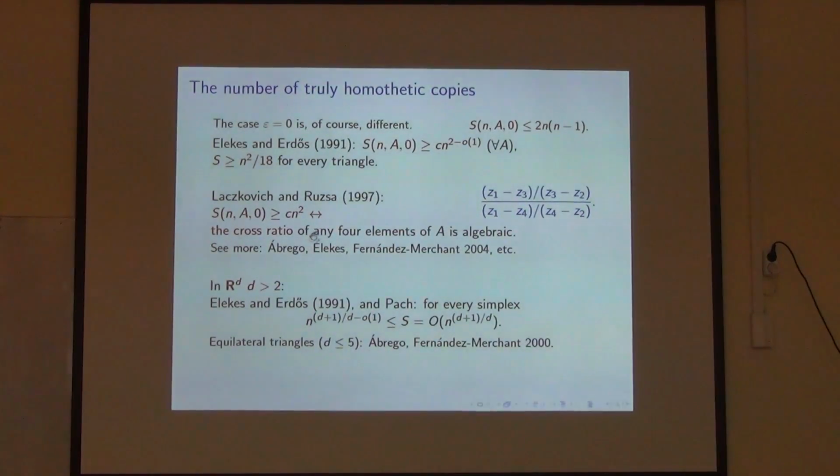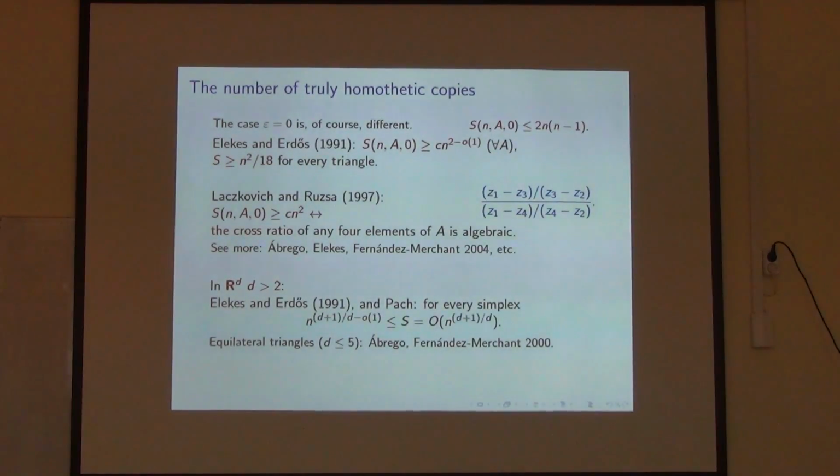Well, not really the joke. So the cross ratio should be algebraic. The cross ratio of 4 points is written here. We consider the 4 points as complex numbers on the complex line, so on C. This is the ratio of 3 points, the ratio of the other 3 points, and we take the ratio of those two. That's the cross ratio. If this cross ratio is an algebraic number for every 4 points, then they have a construction C times n squared. If it's not algebraic, then they were able to prove it's little o of n squared.